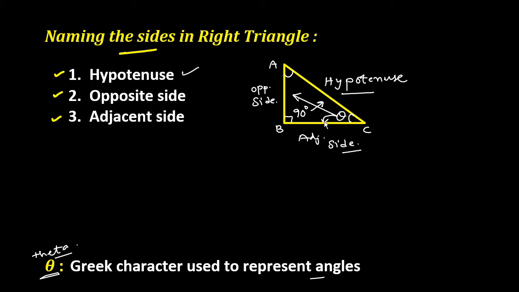You can ask me a doubt, sir, what if we consider the acute angle at A? I'll give that scenario also. Let us draw the similar triangle ABC, which is right angled at B.